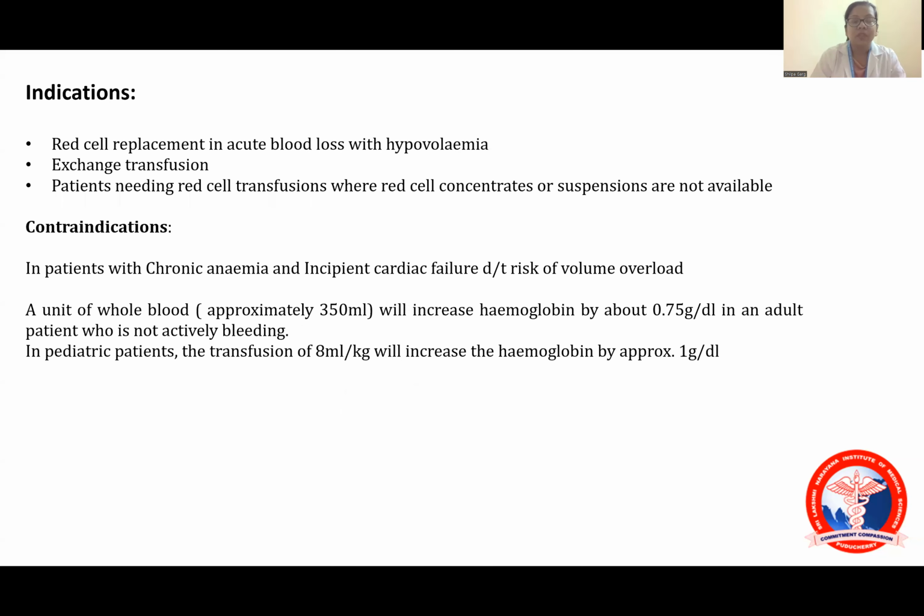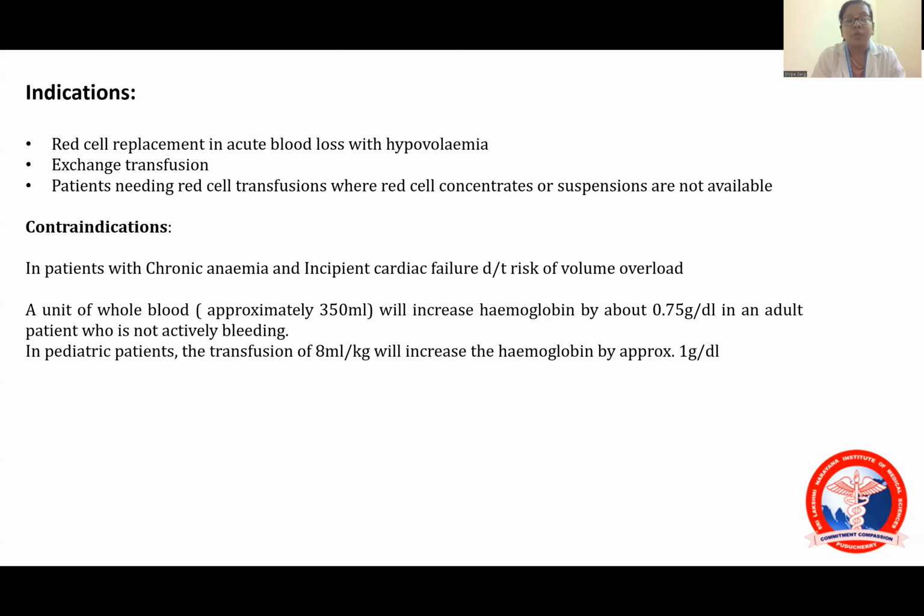So what are the indications of transfusing whole blood? First indication is red cell replacement in acute blood loss with hypovolemia. Then in cases of exchange transfusion, then in patients needing red cell transfusions where red cell concentrates or suspensions are not available. Next, what are the contraindications of whole blood? In patients with chronic anemia and incipient cardiac failure, whole blood is contraindicated because of the risk of volume overload.